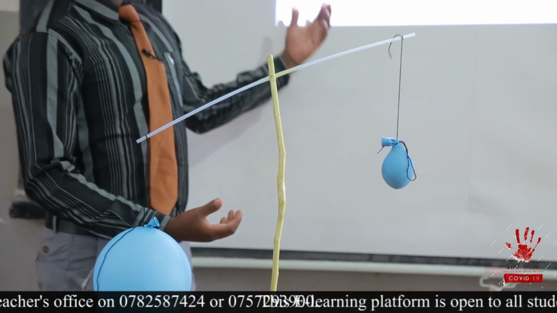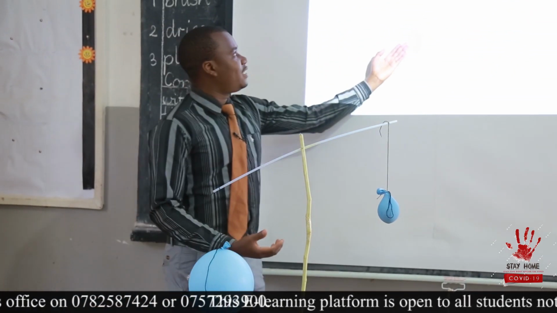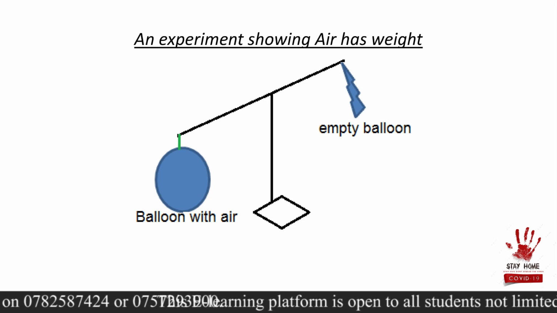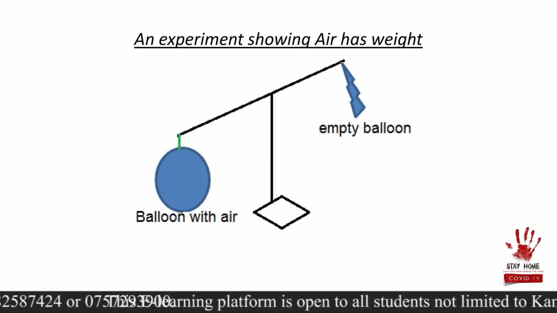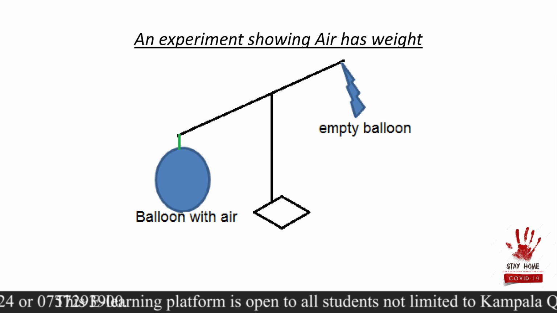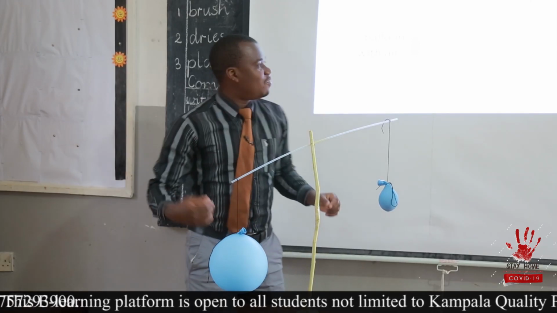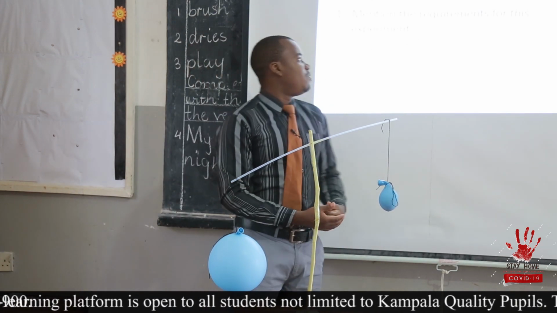Now, my good children, we are going to move on, and we see this is exactly what we have done here. This is the empty balloon now, and this is the balloon that is inflated with air. So you see that this one that has air has outweighed the other one without air. I think you have observed that, my good children. Now, we had so many properties.